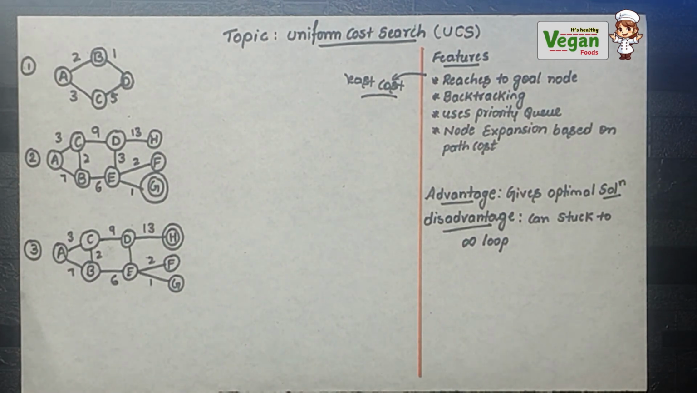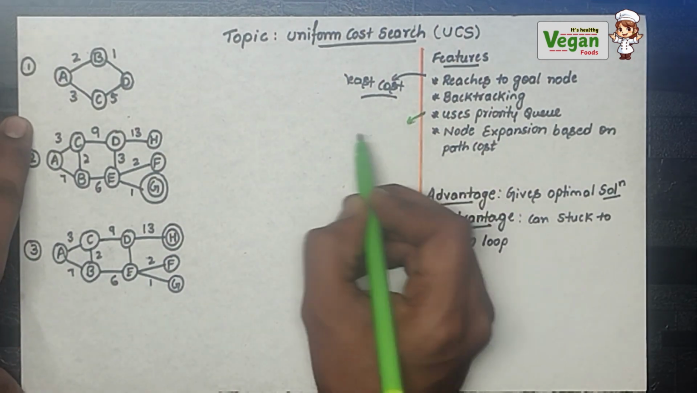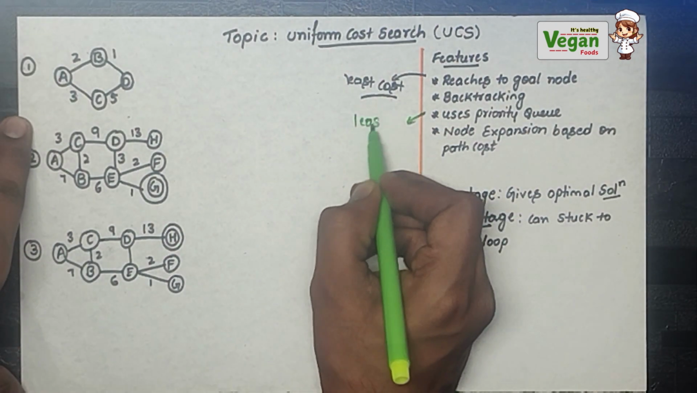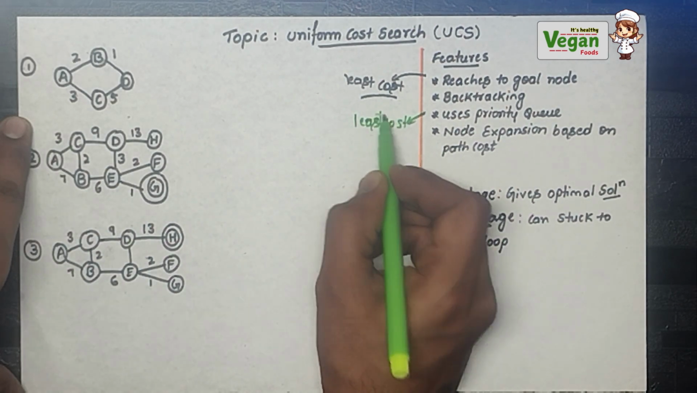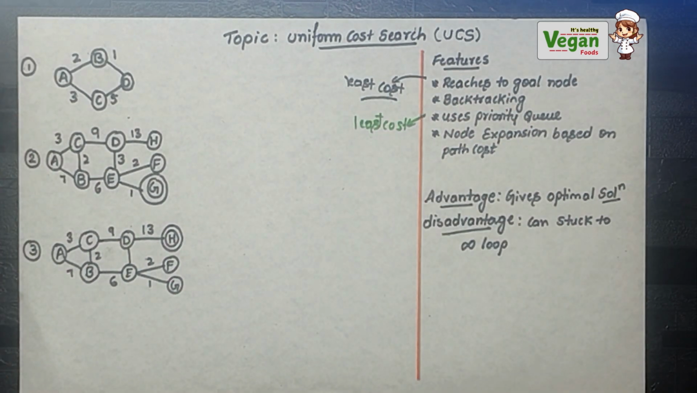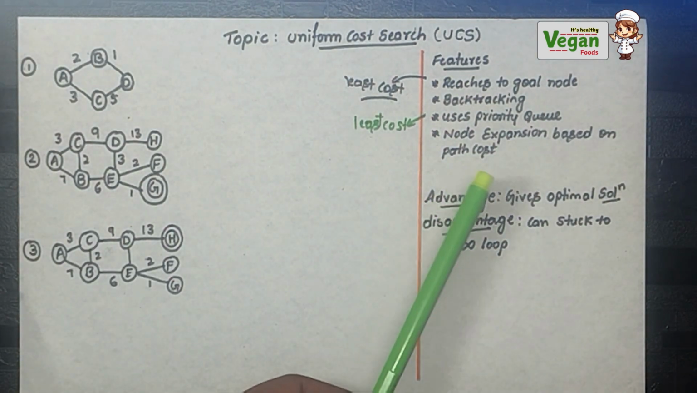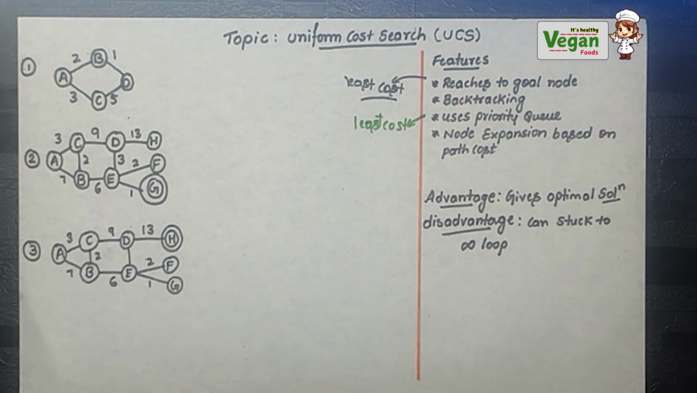Who will get the more priority? More priority goes to the least cost. Whoever has the least cost path will get the more priority. Node expansion is based on the path cost. As I said, whoever has the least cost will be explored first.